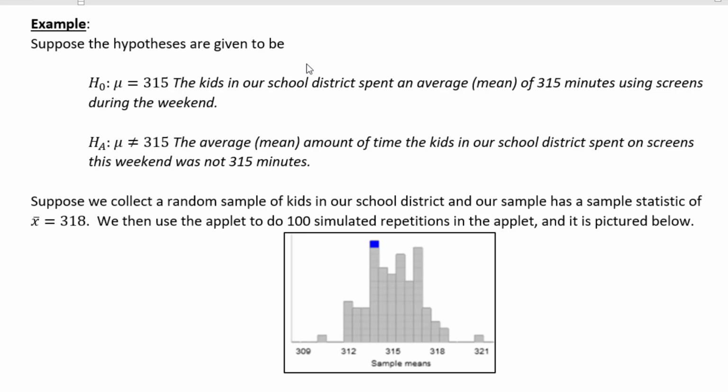The alternative hypothesis is that mu is not 315. That is, that the average amount of time that kids in our school district spend on screens is not 315 minutes. It's some value that's higher or it's some value that's lower.